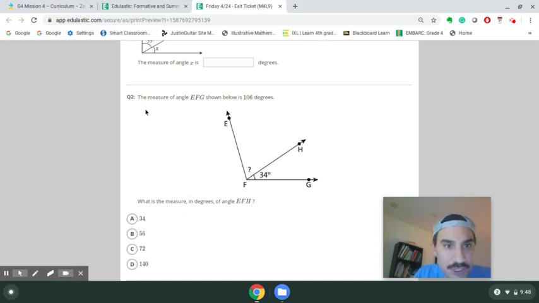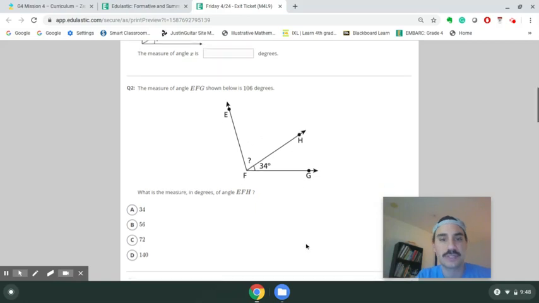All right, question 2. The measure of angle EFG shown below is 106 degrees. Similar to the last one, except we're not working with 90 degrees. Now this entire combined angle is 106 degrees. They give us one piece, 34. What must the other piece be for this to be 106 degrees?